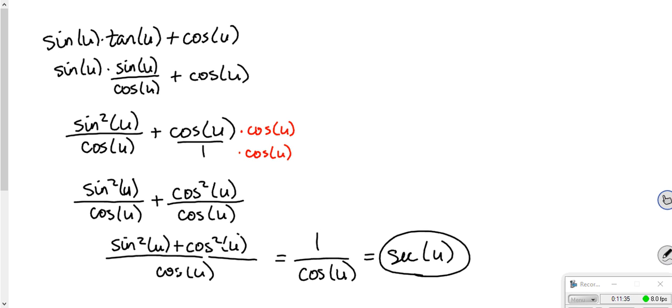So again, all we're doing is some basic algebra with trig functions. Okay, so that finished up problem 5. Let's move on to problem 6.